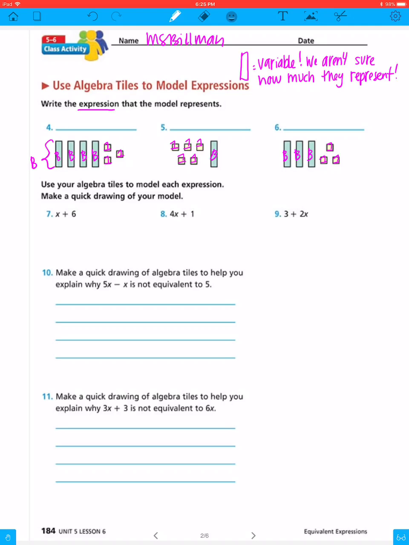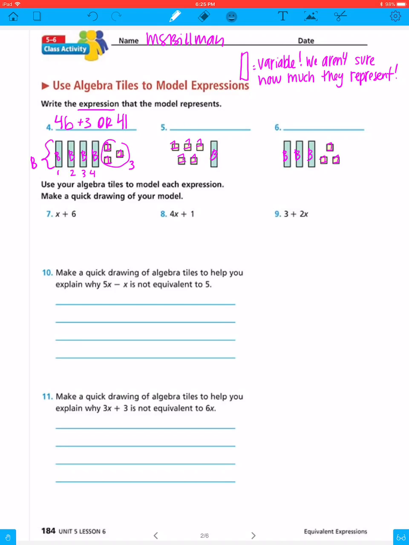So, like I wrote myself a note up here, this is a variable. We aren't sure how much they represent. So I have 4 b's. So again, I could write this 4b or 4 multiplied by b, and I'm going to be adding 3. That is the 3 that's off to the side. Now press pause. All right, welcome back.